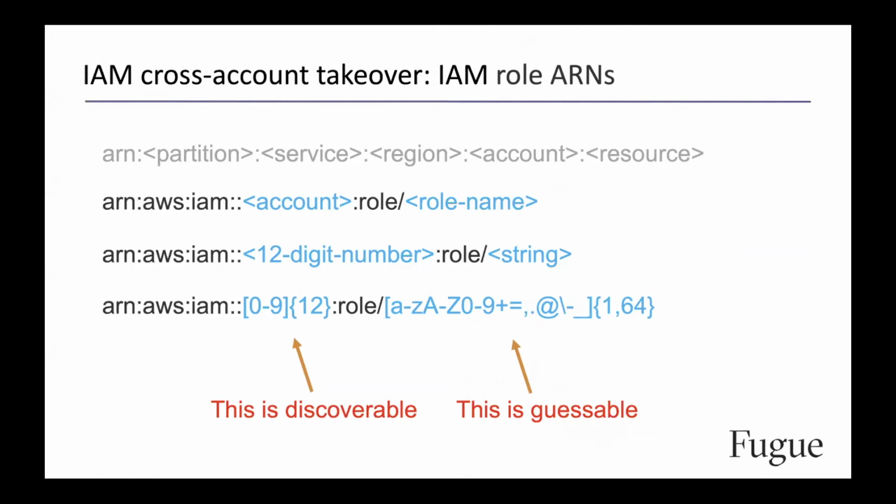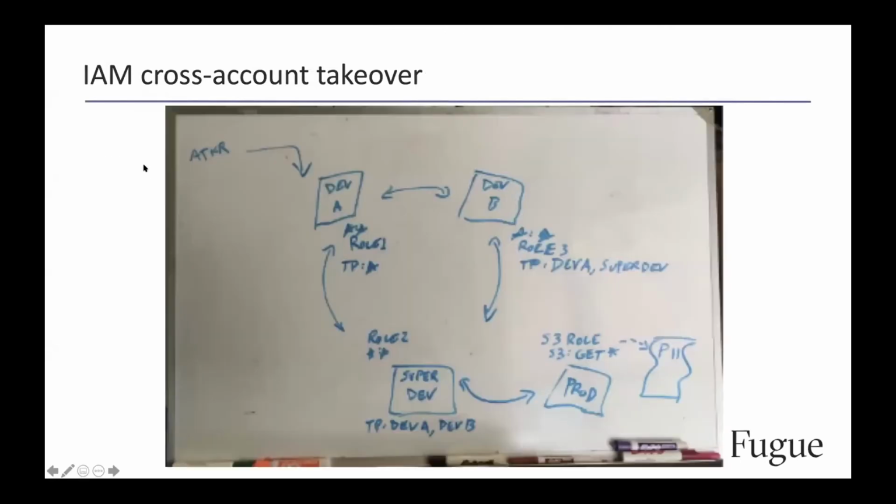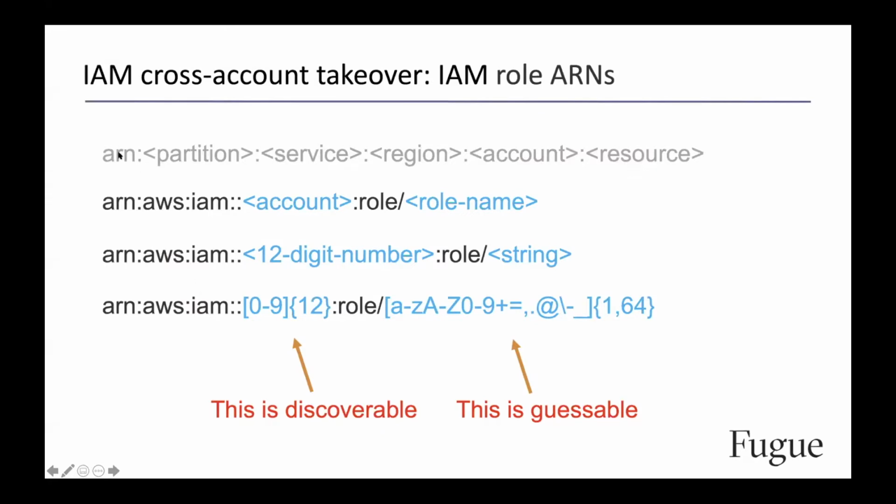AWS IAM roles, just like all AWS resources, are identified by their ARN. And an AWS IAM role ARN looks like this. There's only a few things that you actually need here. AWS IAM is a global service, so region disappears. And so all that's left to fill in detail-wise is account and the role name.